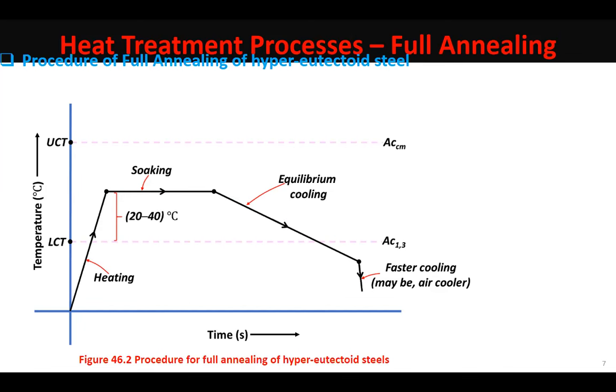But there are no reasons why you cannot give normalizing when you have all the setup to give full annealing. It requires the same setup. So it's better that for hypereutectoid steels, we give normalizing heat treatment. We never full anneal them.